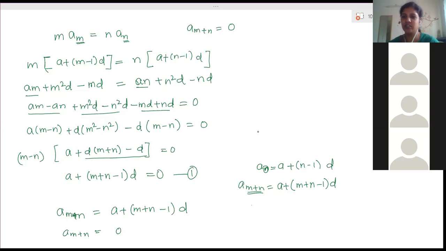Now it's the same question you have solved in terms of numbers. If you remember, 10 times the 10th term is equal to 15 times the 15th term. Then show that the 25th term is 0. Have you done that question? Yes, ma'am. The same thing: 10 times 10th term is equal to 15 times 15th term. Then 10 plus 15 is what? 25. So you have shown the 25th term is 0. Is it clear?